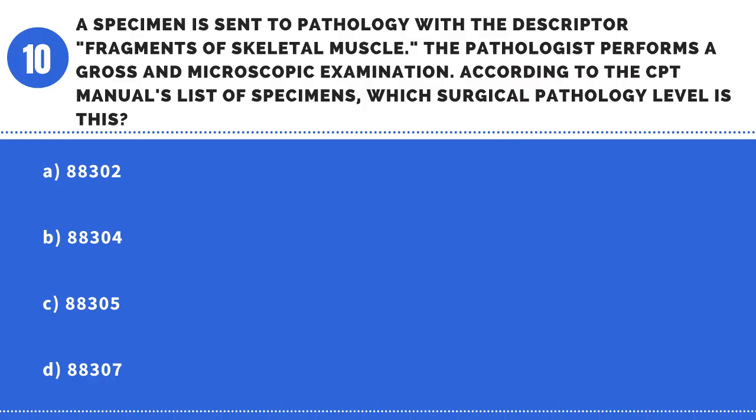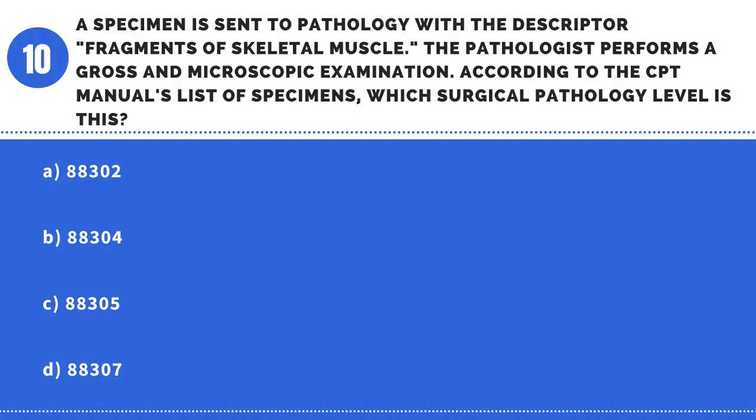Question 10. A specimen is sent to pathology with the descriptor fragments of skeletal muscle. The pathologist performs a gross and microscopic examination. According to the CPT manual's list of specimens, which surgical pathology level is this? A. 88302. B. 88304. C. 88305. D. 88307.